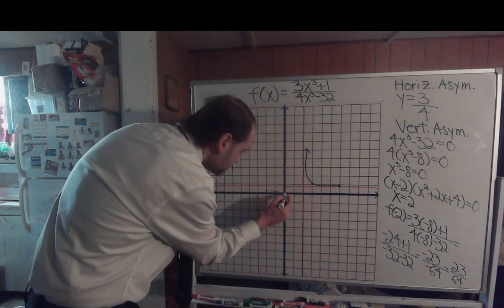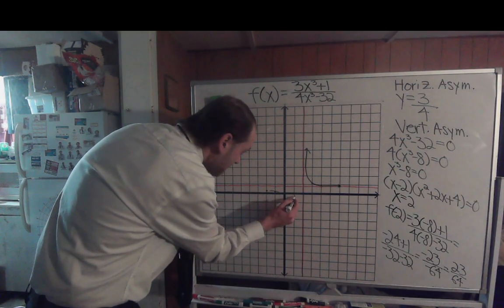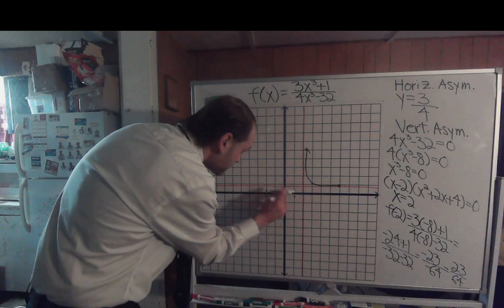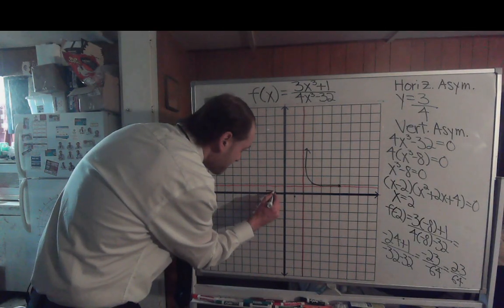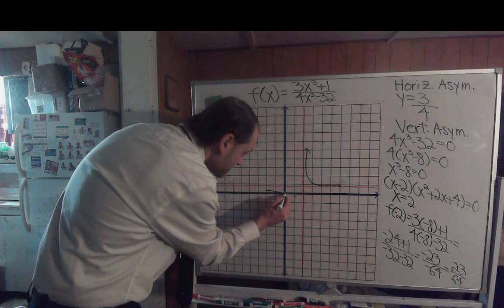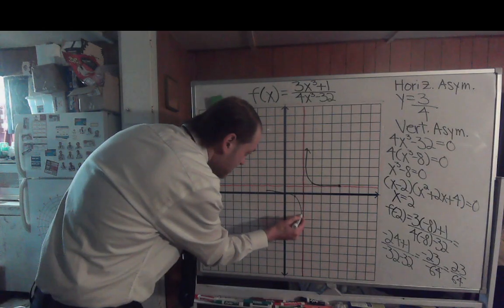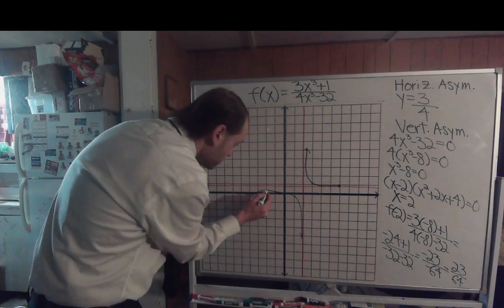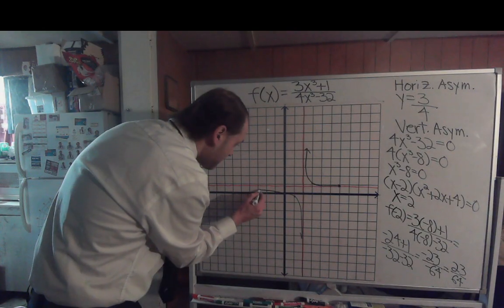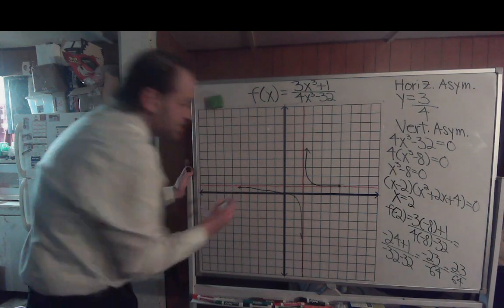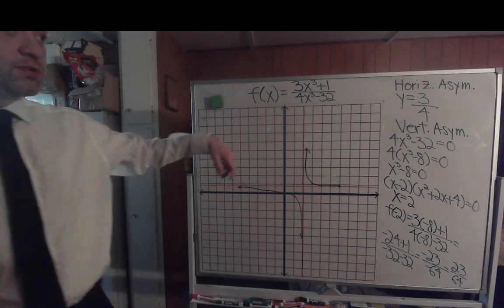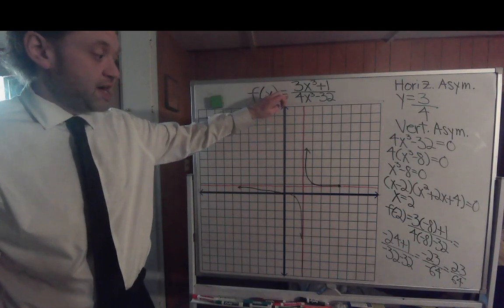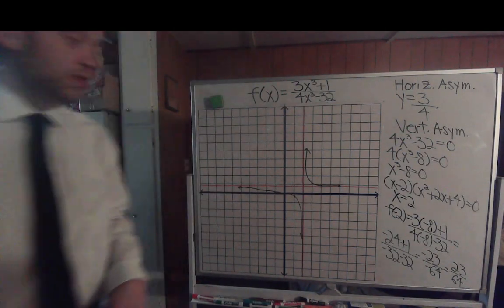I hate this sometimes. Because then you have this. And so your graph's going to do one of these numbers again. So that's roughly what your graph is going to look like for f of x equals 3x cubed plus 1 divided by 4x cubed minus 32.